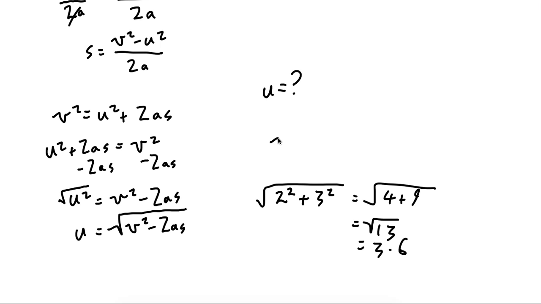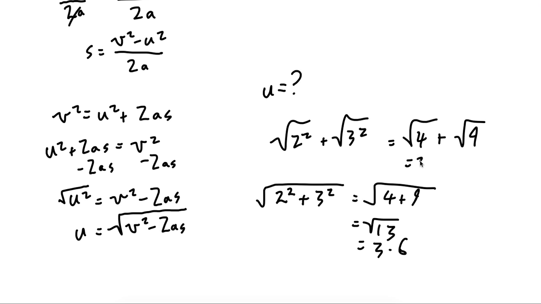But if instead I go square root of 2 squared plus square root of 3 squared, I get square root of 4 plus square root of 9 equals 2 plus 3 equals 5. So you can see that that and that are not the same thing. So in this case, we can't go square root of v squared minus square root of 2as. We have to go square root of v squared minus 2as.